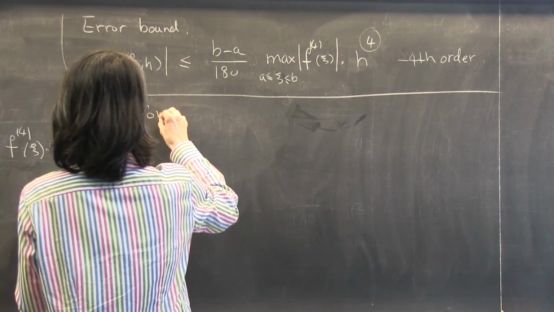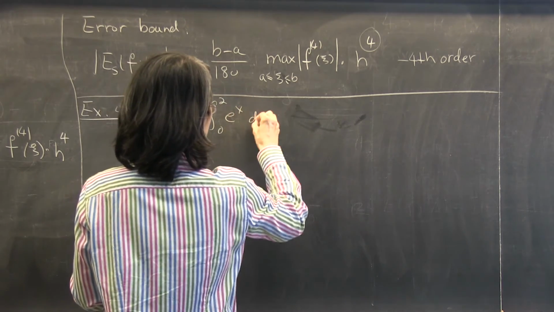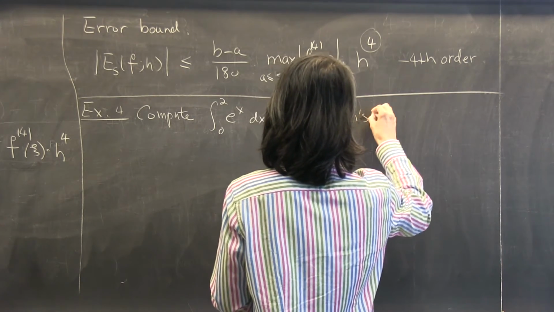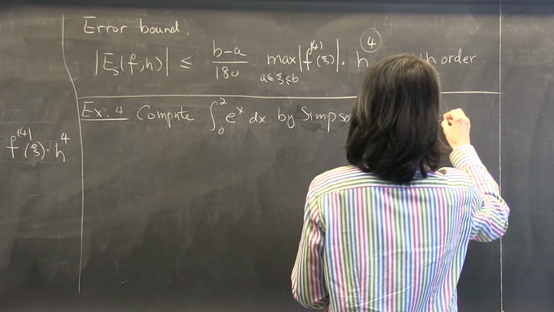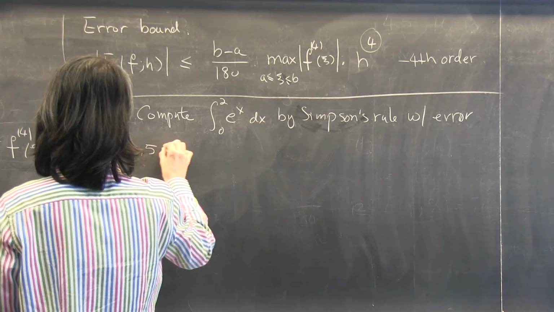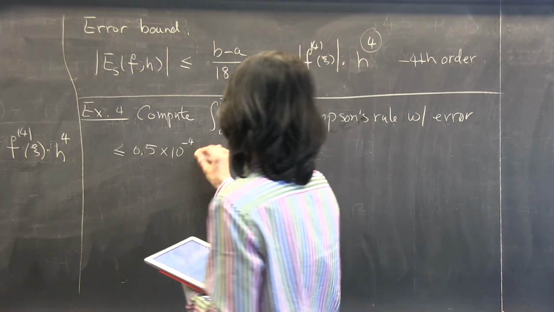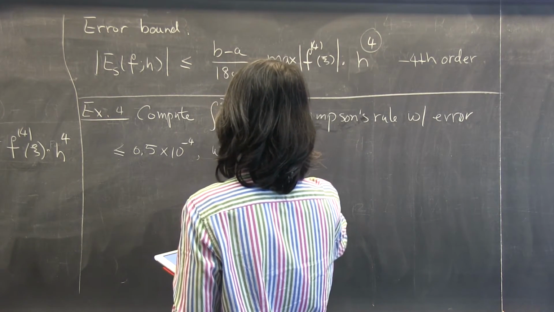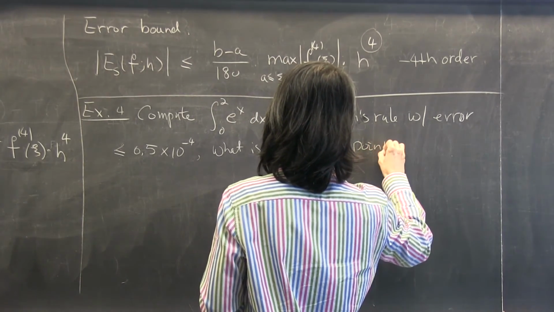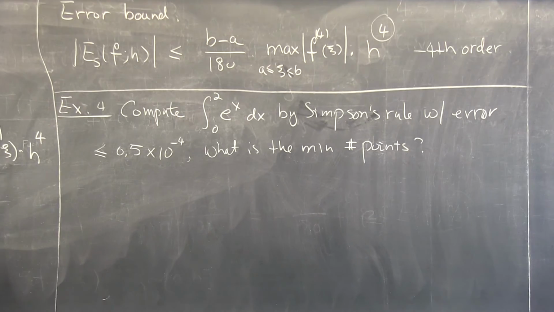I want to compute the integral from 0 to 2 of e^x dx, by Simpson's rule, with the error shall be less than or equal to, let's put the same tolerance, 0.5 times 10 to the negative 4, okay? And I want to find out what is the minimum number of points. Of course, the more points you take, the more accurate it will be. Okay, what is the minimum? So this will be met.